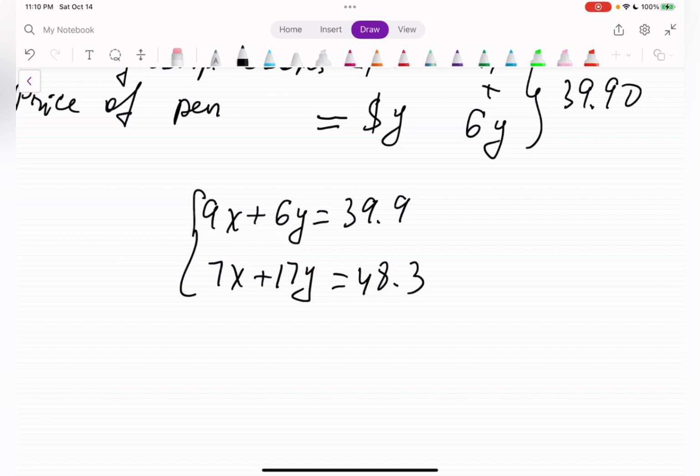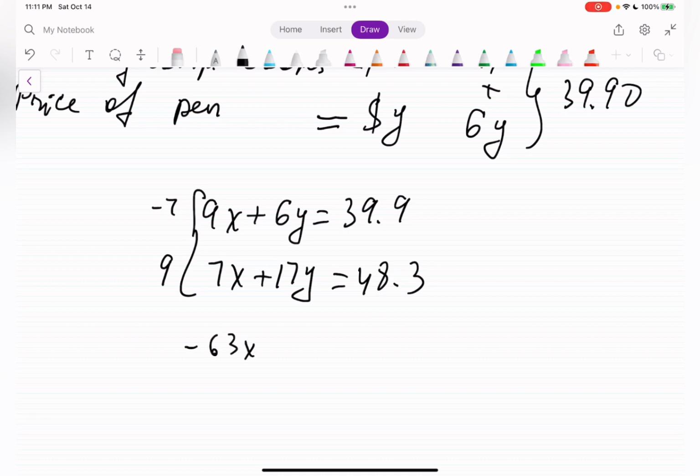Numbers don't look good. I don't know if I should solve with the method of addition or the method of substitution. I'm going to do the method of addition, and I'm going to eliminate x's. So here I'm multiplying by -7. Here I'm multiplying by 9. So why do I multiply by negative? So I can get positive and negative x's so they can cancel each other.